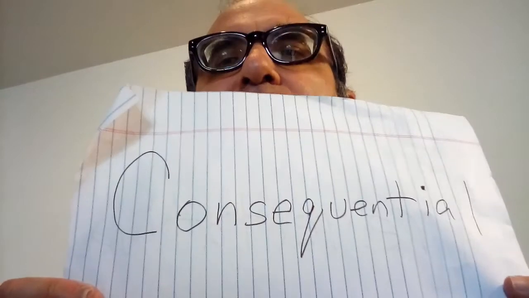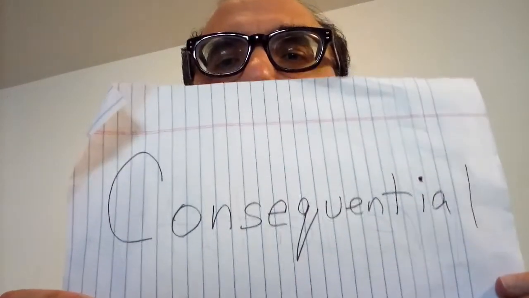Okay, so what does the consequential method imply? That implies that a teacher will manage the class by either giving positive feedback when a child does something correct and negative feedback when the child does something that is incorrect.